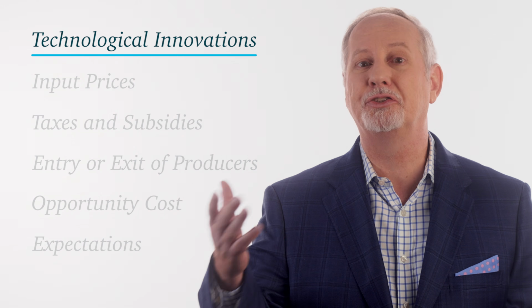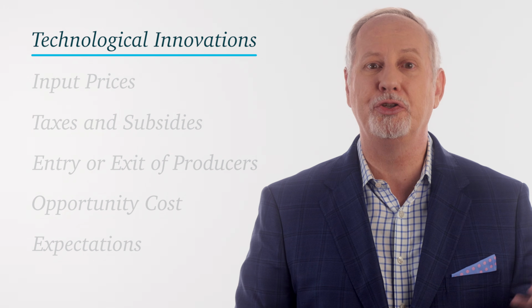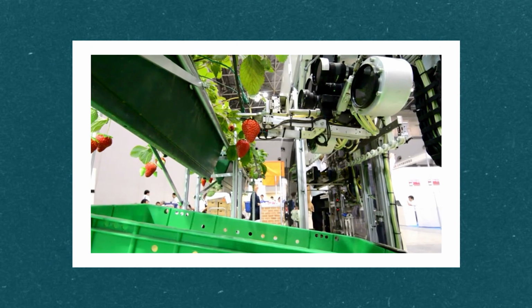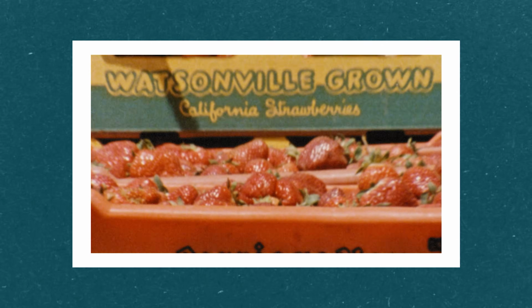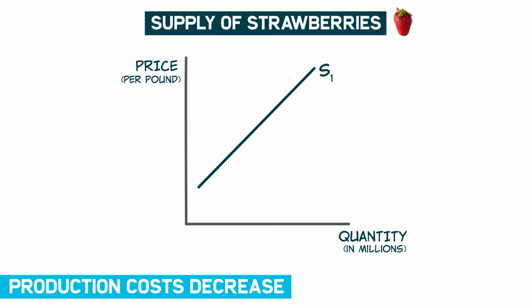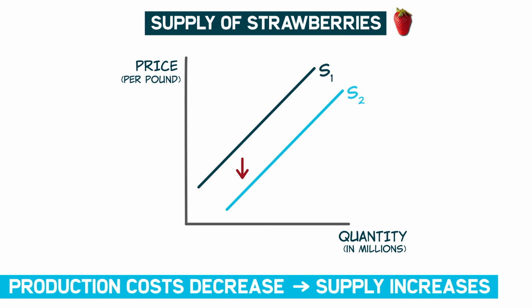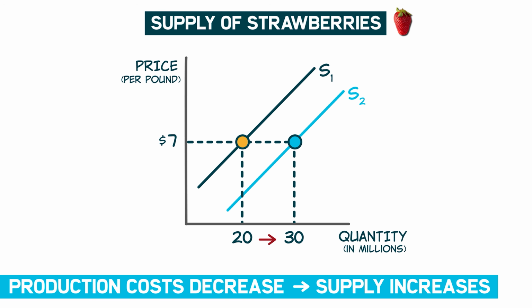Let's start with technological innovations. Suppose you're a strawberry farmer, and a new fantastic automated strawberry picker has been invented. How does that affect the supply of strawberries? Well, this technological innovation reduces costs and therefore increases supply. That means that strawberry producers are willing to supply a greater quantity of strawberries at any given price. Or, equivalently, they're willing to sell a given quantity of strawberries at a lower price. The supply curve shifts down and to the right.